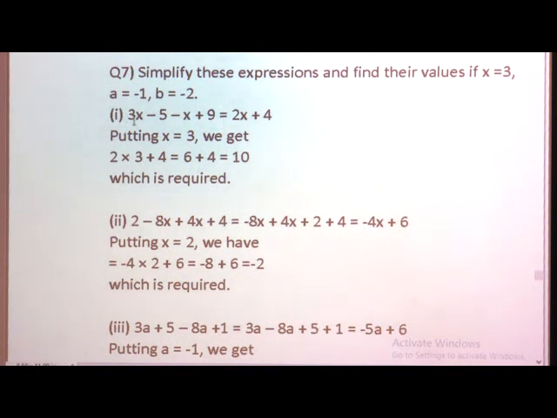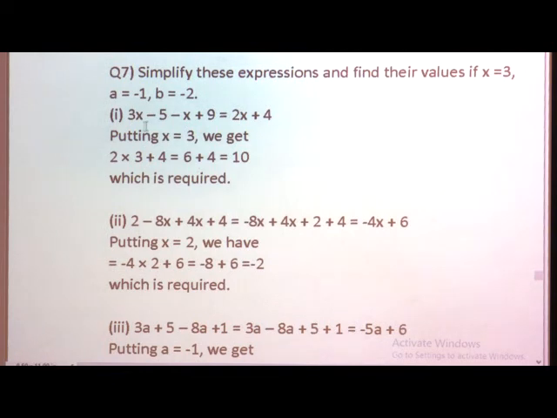Here we will see one example: 3x minus 5 minus x plus 9. What is the x here? In this we have x is equal to 3. So, we have to write the value of x here as 3. Now we have seen many examples, so we can do it orally too. We multiply 3 into x is 3, 3 threes are 9, minus 5, then minus 3 is nothing but, and the given expression is plus 9.